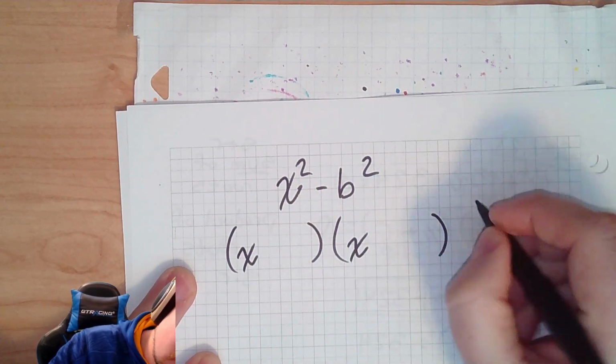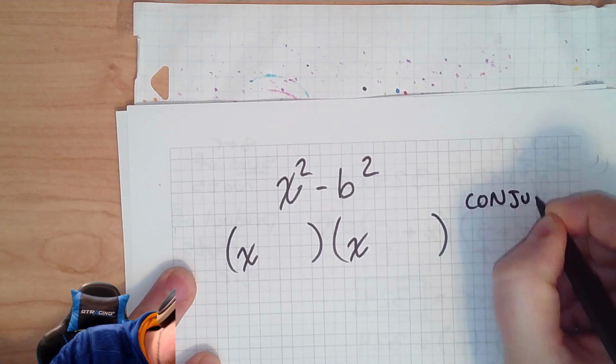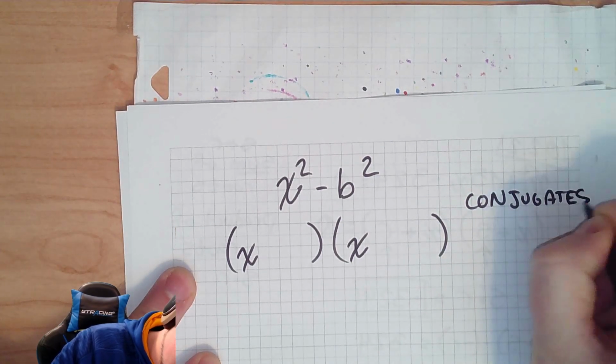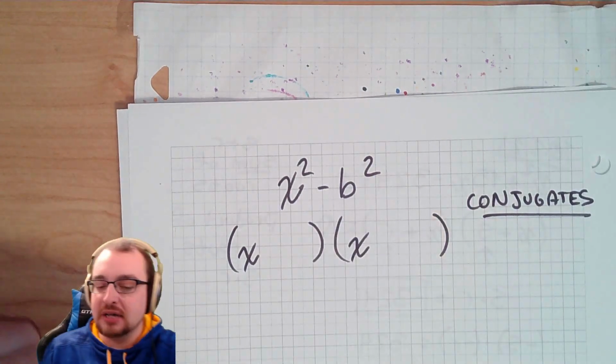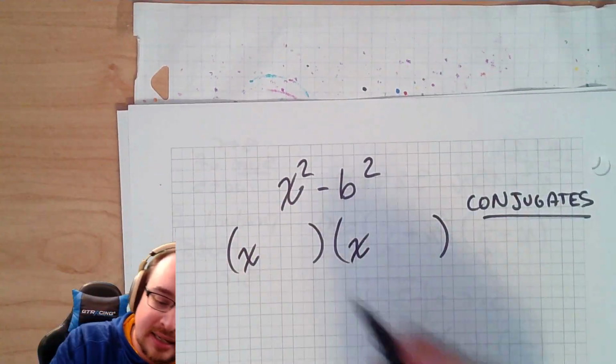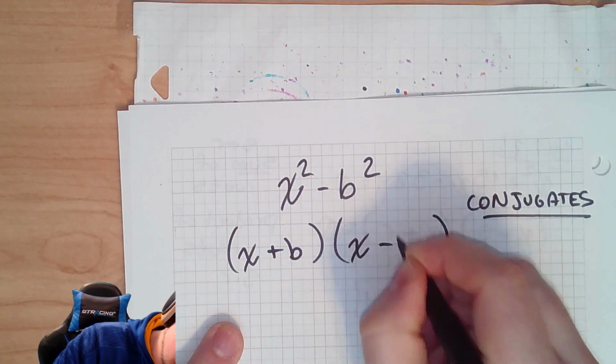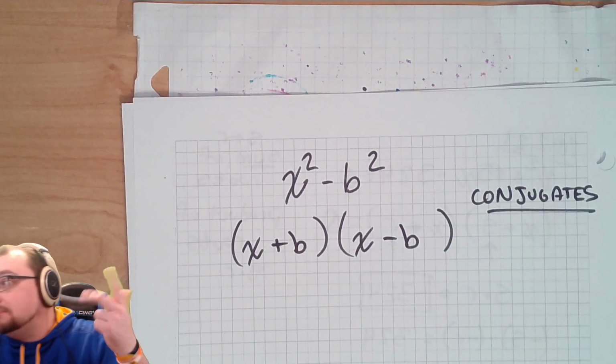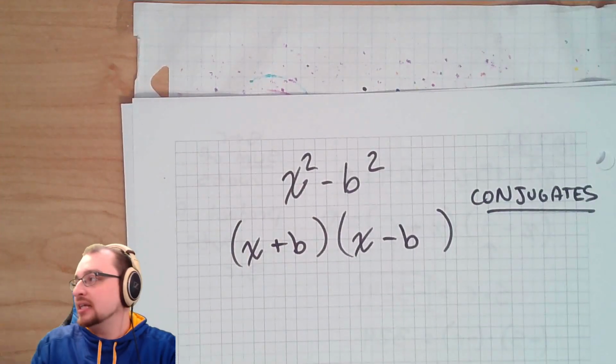You know, difference of squares always factor to conjugates. The reason this is called the difference of squares is because it's a difference. We're minusing, right? And they're both squared numbers. So we need x and x, positive b, minus b. Done. Factored. Anything that looks like that will factor like this.